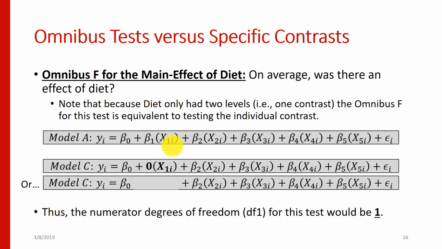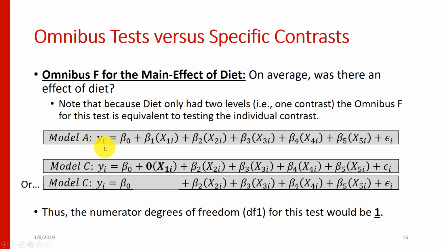Now, we can dig a little deeper though, right? Because again, that omnibus F doesn't actually tell us which variables are doing the work in our model. It just tells us how all of our variables are functioning together as a set. So if we wanted to say, for instance, what is the main effect of diet? Or on average, was there an effect of diet?